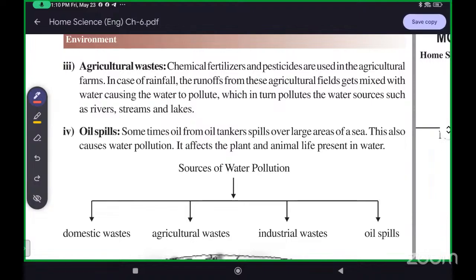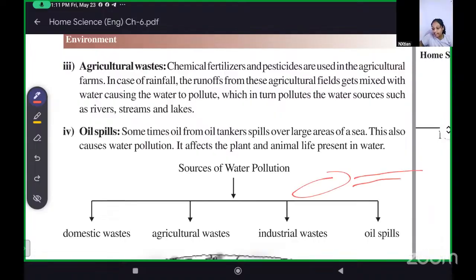What is a runoff? A runoff means that when rains happen, the water gets collected in the fields. Now, fields have chemical fertilizers and pesticides, so all that water is contaminated. So the farmers make a runoff, meaning if the water is collected, they dig a little and make a thin channel.